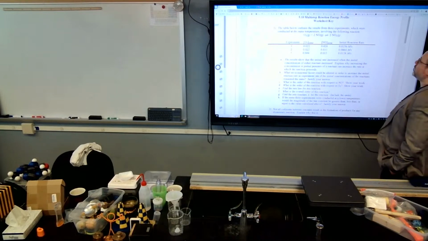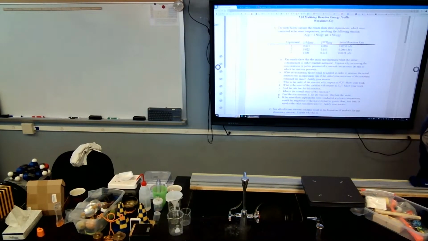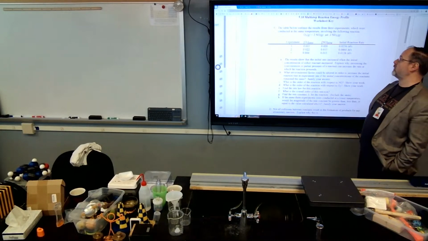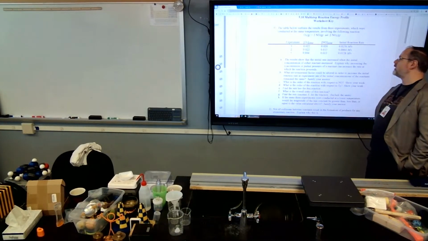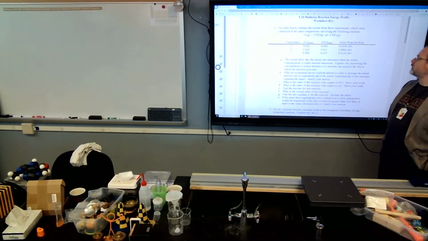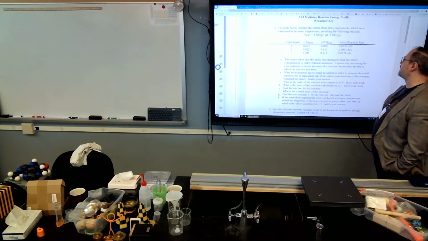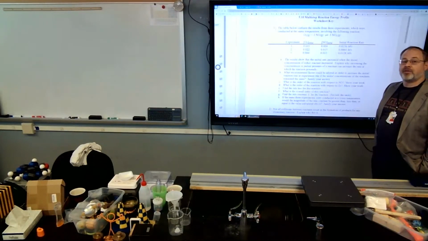The table below outlines the results from 3 experiments which were conducted at the same temperature. The same temperature is important, otherwise you can't compare them. The results show the initial rate increased when the initial concentration of either reactant increased. Explain why increasing the concentration or partial pressures of a reactant can increase the rate at which the reaction proceeds. Think about this for a second.